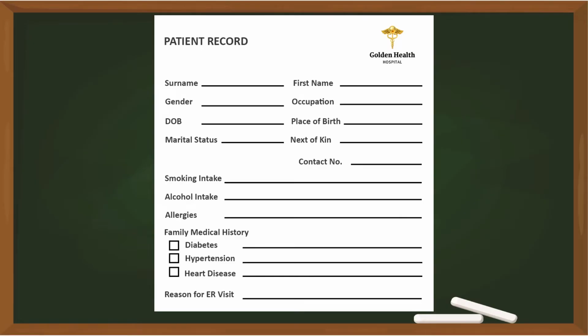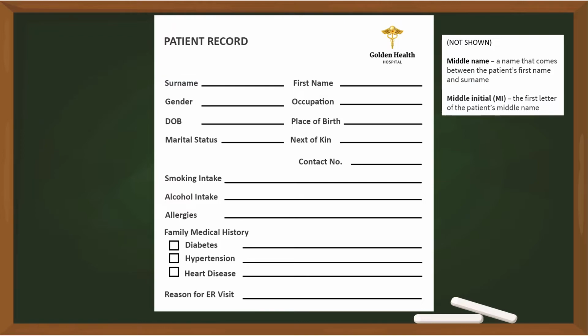Usually, record forms have to be completed during patient registration. Here's a basic version of a patient record form. Let's discuss the terms in it, beginning with surname. Surname is also known as last name or family name. Surname is typically used in the UK, while last name is more common in the US.